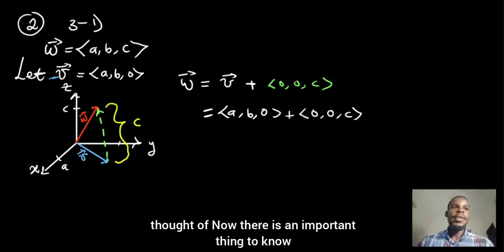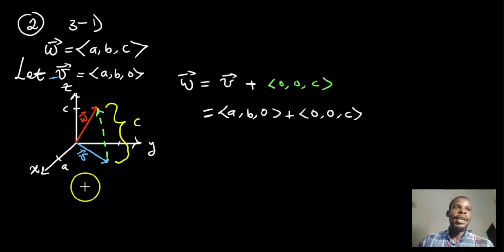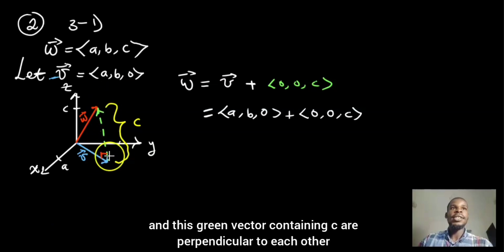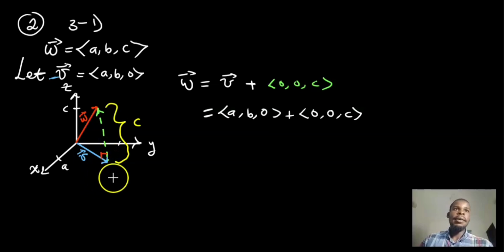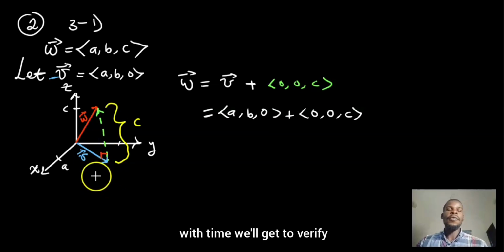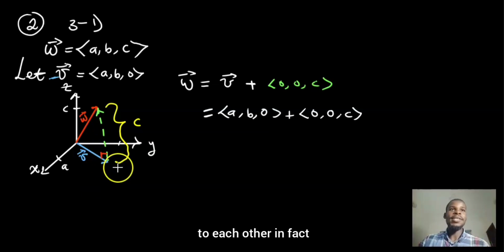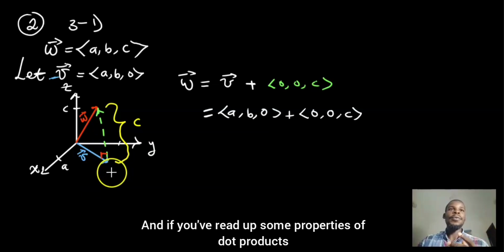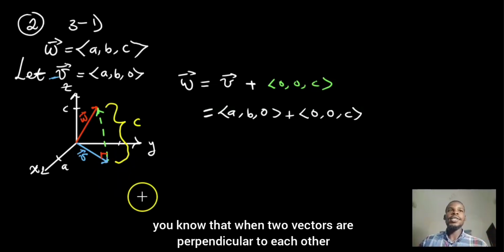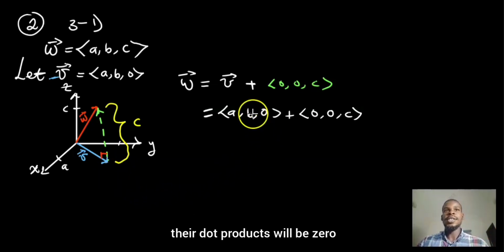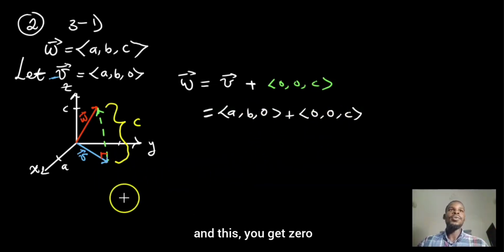Now, there is an important thing to know, that this vector V and this green vector containing C are perpendicular to each other. Okay, with time we will get to verify that, but you just have to believe me, right? In fact, if you've read up some properties of dot products, you know that when two vectors are perpendicular to each other, their dot product will be 0. So if you take the dot product of this and this, you get 0.